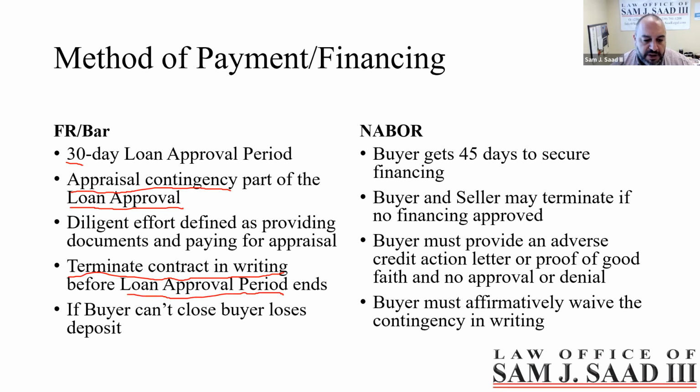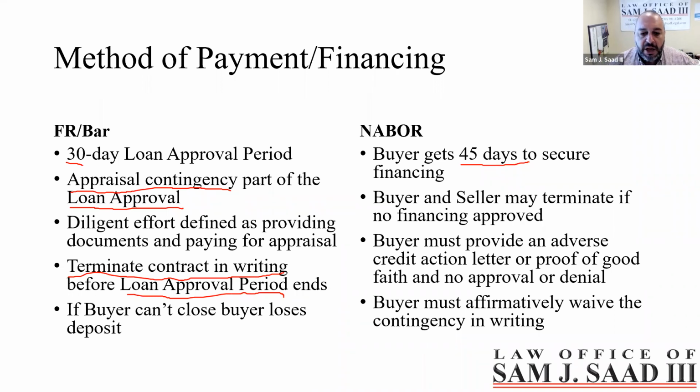Loan approval period is a defined term in the contract. It's the 30-day or 45-day period where the buyer's got to exercise a diligent effort, pay for the appraisal, pay the lock fee if it's required. And if the buyer can't close under FAR-BAR, they're going to lose their deposit. NABOR is very different. The default is 45 days to get financing.